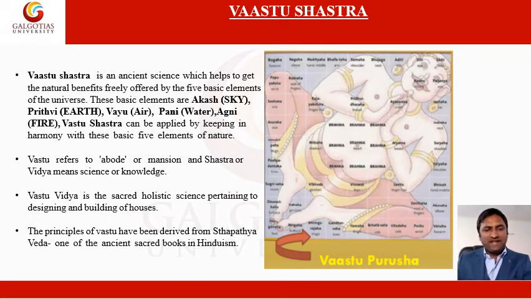Vastu Shastra is an ancient science which helps to get the natural benefits freely offered by the five basic elements. These elements are Vayu, Agni, Jal, Prithvi, and Akash: air, fire, water, earth, and sky. Vastu can be applied by keeping in harmony with these five basic elements of nature. Vastu refers to abode, and Shastra refers to Vidya, meaning knowledge. So Vastu Shastra is the knowledge of abode.